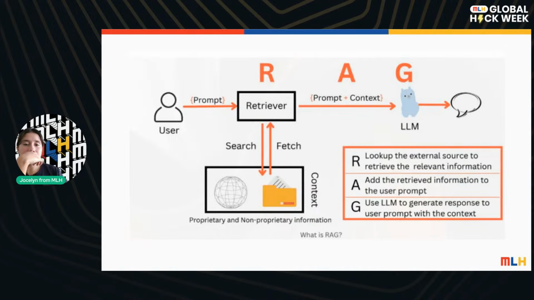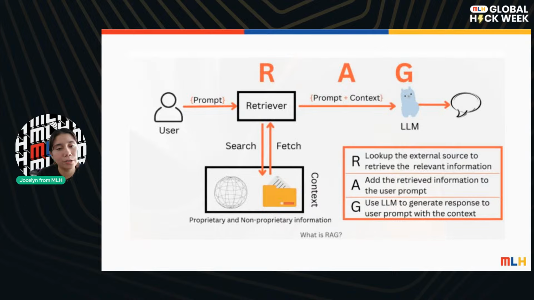So here is the actual definition of where the RAG comes from. The R is basically look up the external source to retrieve the relevant information. Then we have the A, which is add the retrieved information to the user prompt. And then we have the G, which is use an LLM to generate a response to the user prompt with the context. So again, it's the same pipeline. It's only a bit changed with more technical concepts.